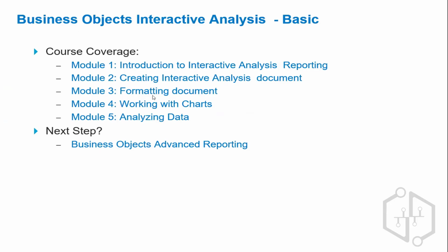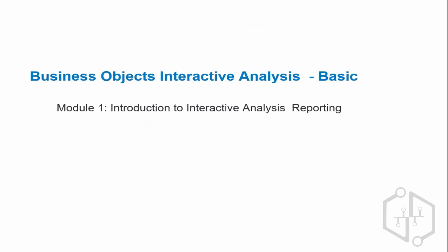This is the course coverage that we will be covering under this. Under WebI also, we will cover it in two PPTs. One is for basic, and after completing the basic stuff, we will go and see some advanced stuff as well. So under basic, we will complete these 5 modules: the introduction to Web Intelligence and how we create a WebI report, formatting the document, working with charts, and how we analyze the data. After completing all these 5 modules, the next step will be the advanced topics of Business Objects reporting. So the first topic is introduction to interactive analysis reporting.